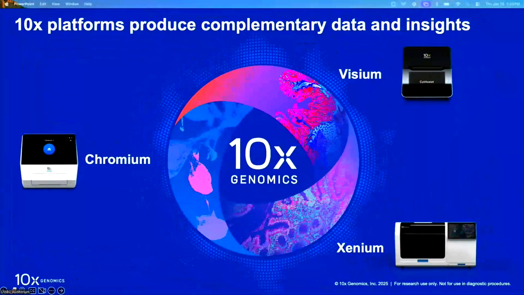I usually start with this slide because it's really relevant to what we're going to show later. At 10x, we have this really unique toolkit of platforms that we've been developing to unpuzzle the complexity of biology. Chromium includes everything for single-cell genomics. Visium is our spatial transcriptomics platform, and now it comes with single-cell scale resolution. Xenium is in situ analysis. And you all have all three platforms here, so you're really lucky.